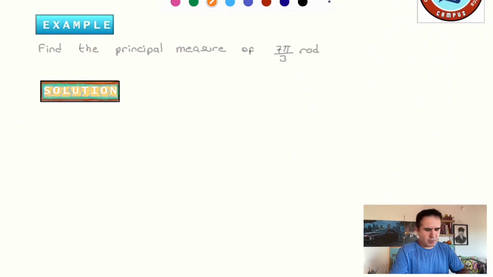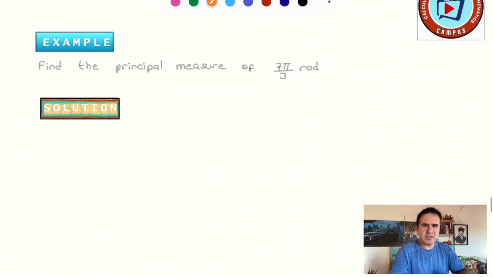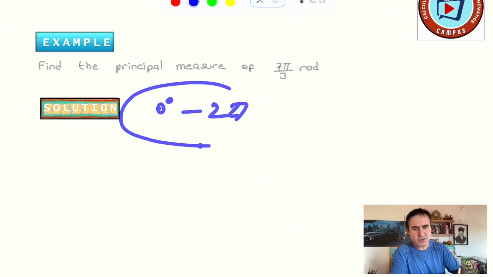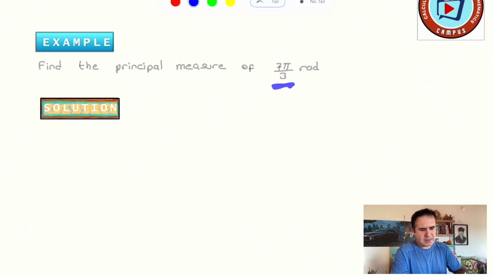Find the principal measure of 7 pi over 3 radians. The principal measure of an angle, again, is the equivalent angle between 0 and 2 pi radians. To find it, this time we subtract or add full rotations of 2 pi radians until the angle falls within this range. 0 to 2 pi is our range. Here, 7 pi over 3 is greater than 2 pi, so we subtract 2 pi.